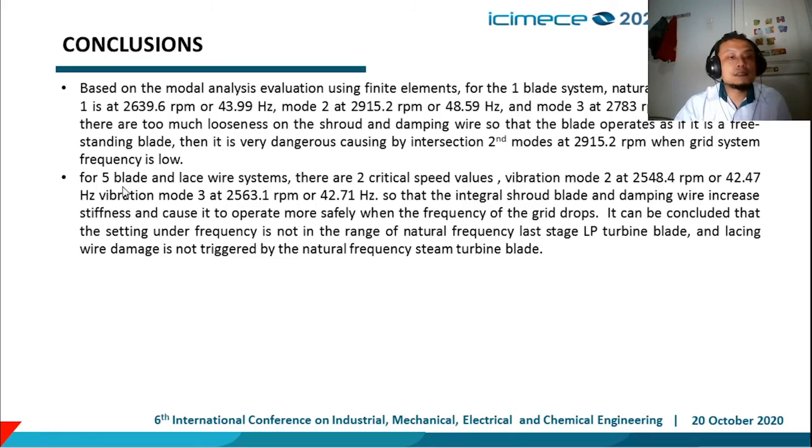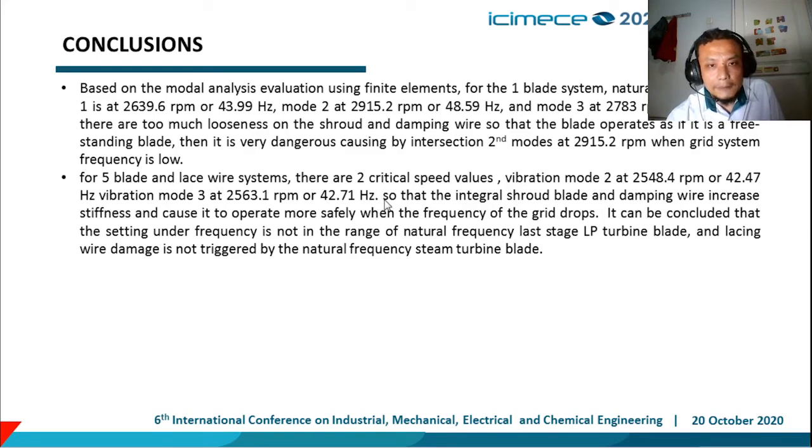For the 5 blade and lacing wire system, there are 2 critical speed values. Vibration mode 2 at 2548.4 RPM or 42.47 Hz. Vibration mode 3 at 2563.1 RPM or 42.76 Hz.